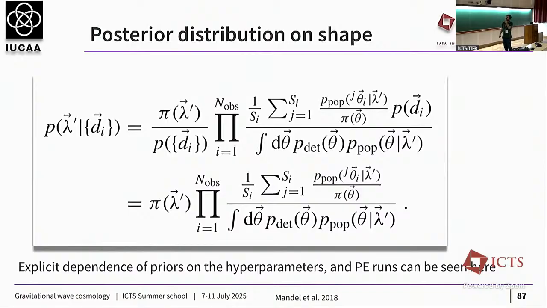Okay, so now you can see this explicit dependence upon the priors on the hyperparameters. You may have some prior information about the hyperparameters. You can also see how the likelihood for each of these events goes in. All of these things, you can see how the selection effect goes in. So this is the selection effect term, this is the likelihood term, this is the prior term. That's what makes the posterior.